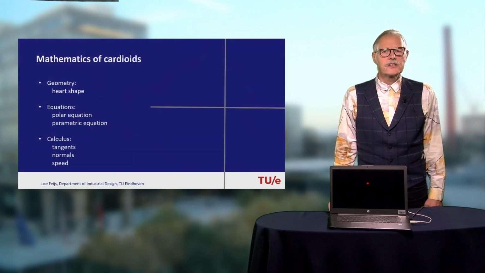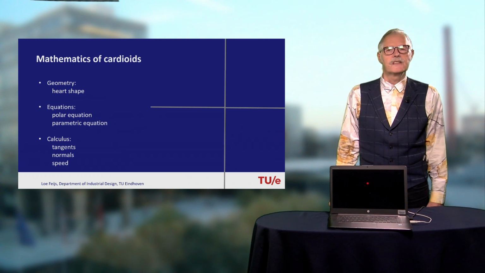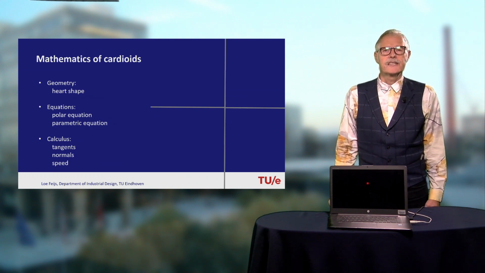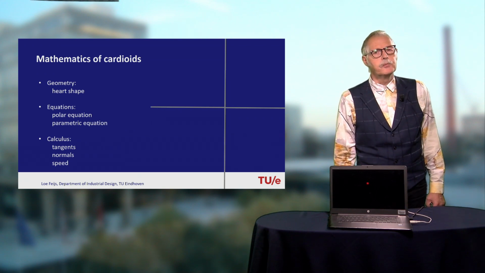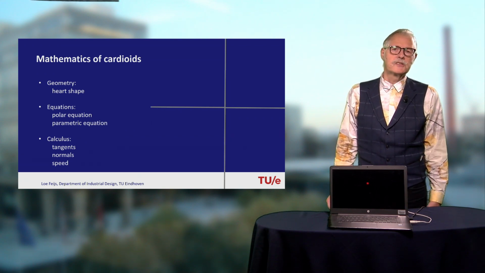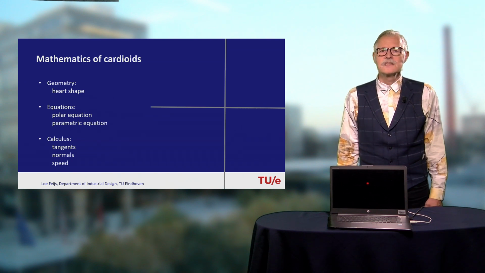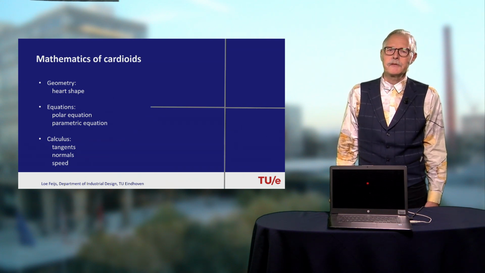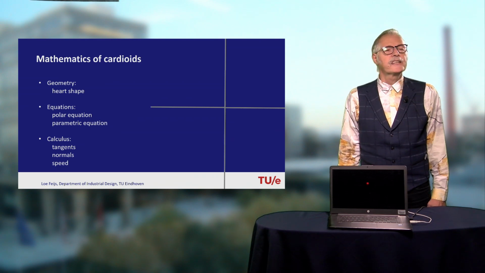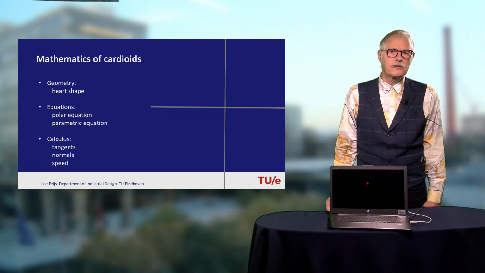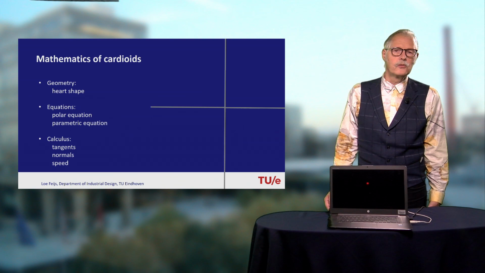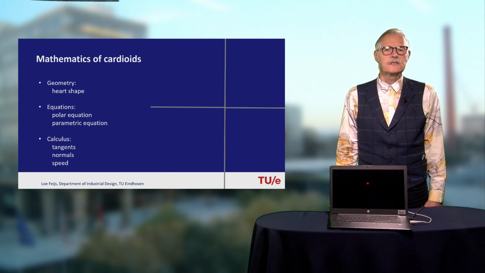The mathematics of the cardioids, you see there will be a coordinate grid again, and I will later explain that on the light board. I will talk about the geometry, the characteristic heart shape, the equations, the polar equation, parametric equations, and as you know, for programming I prefer the parametric equation. And then I will also deploy a bit of calculus for finding tangents, normals, and talking about the speed when you draw the curve.